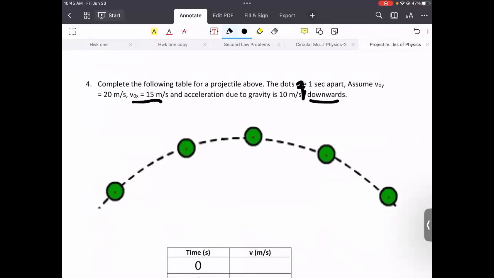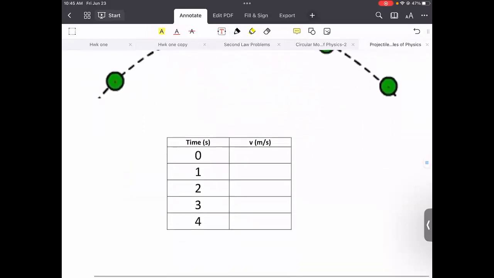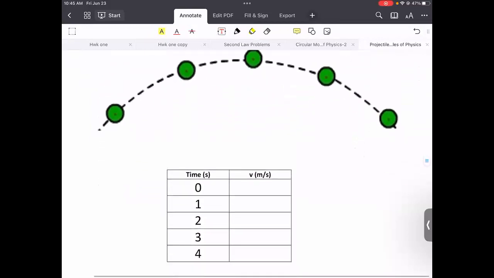Okay, downwards. In other words, they're telling us that ay is equal to minus 10 meters per second squared. It's hard to write at the corner here. Okay. All right, so let's go on. Remember what we want this time around?